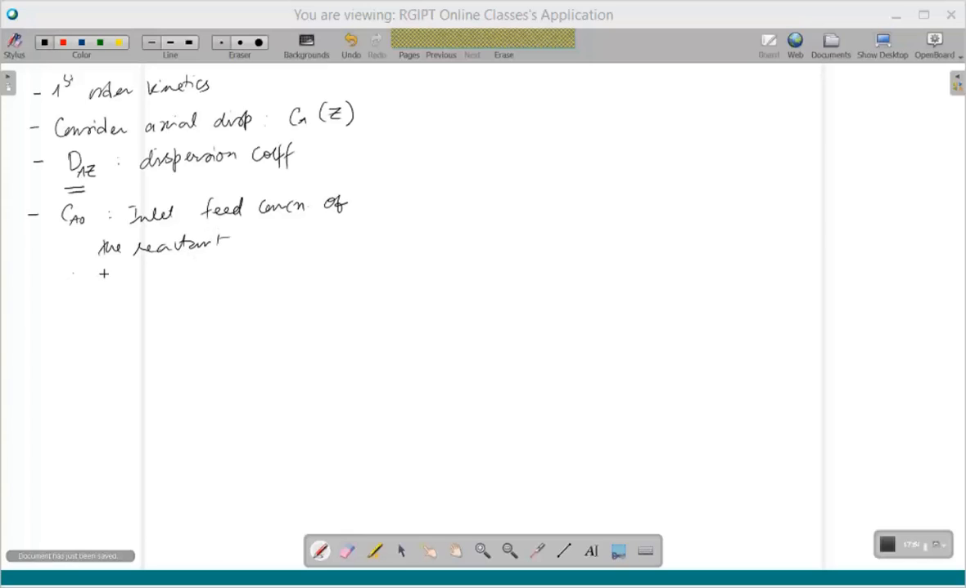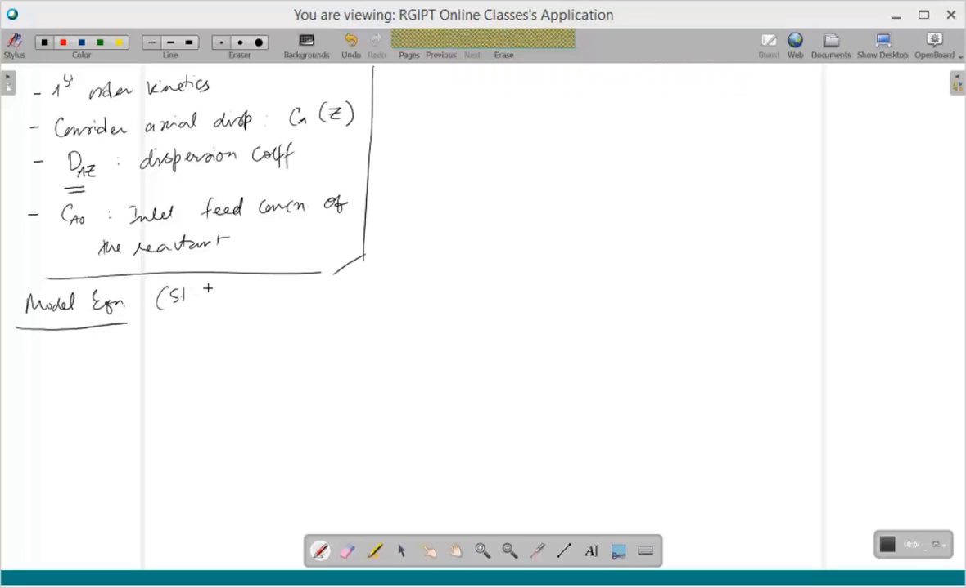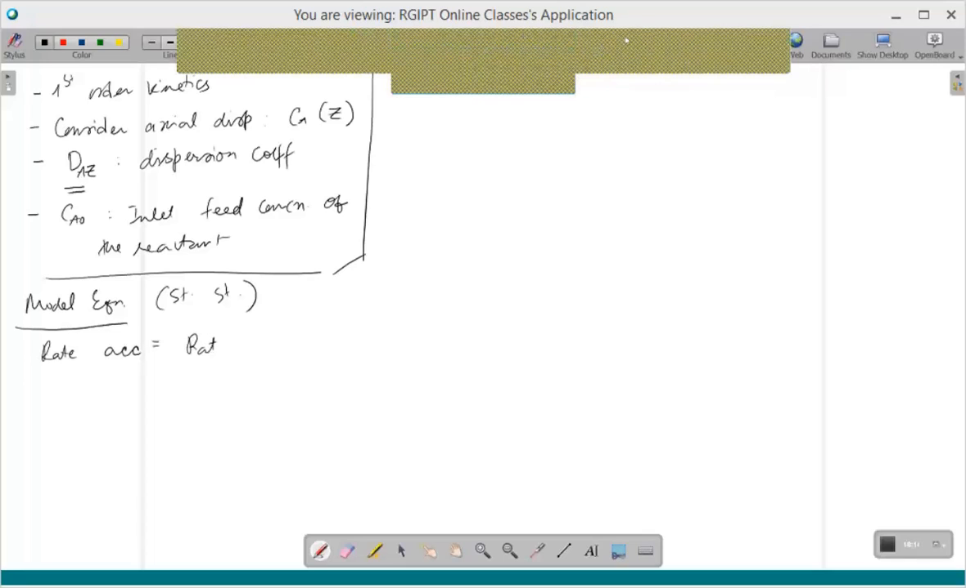Now, let's look at the model equation. For the model, we are going to assume steady state. So we assume steady state and the rate of accumulation is zero. I'll repeat it multiple times so that it's etched in your mind. There's a question for it.